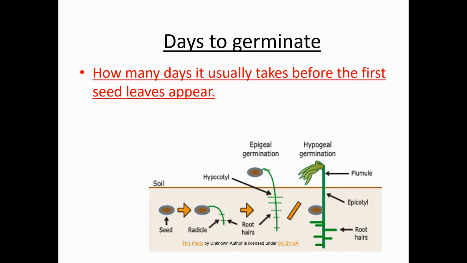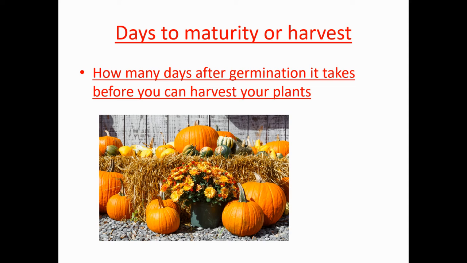Days to germinate means how many days before your first leaves show up. Days to maturity or harvest means how many days after germination before you can actually harvest it. So, for example, parsley is one of the longest germinating kitchen plants. It's up to 25 days to germinate.